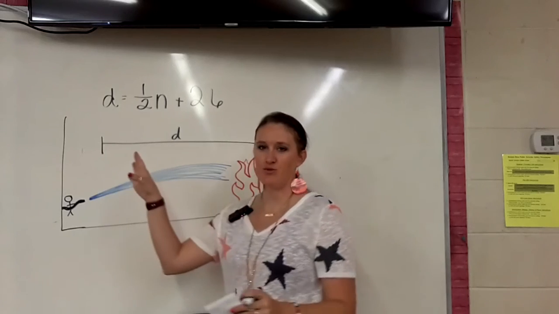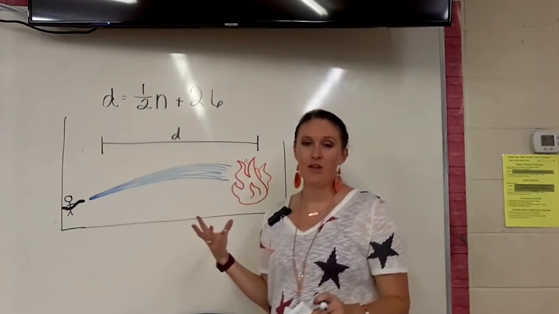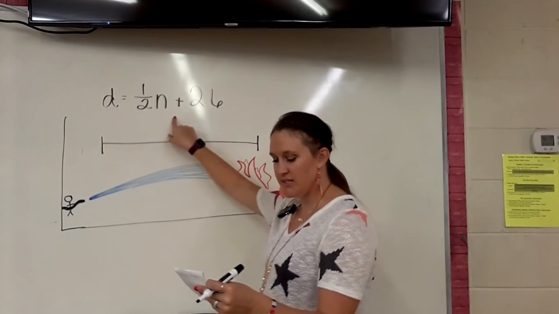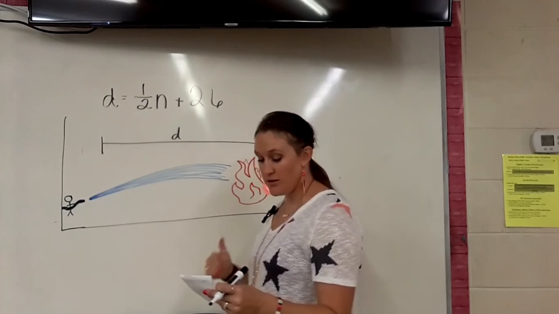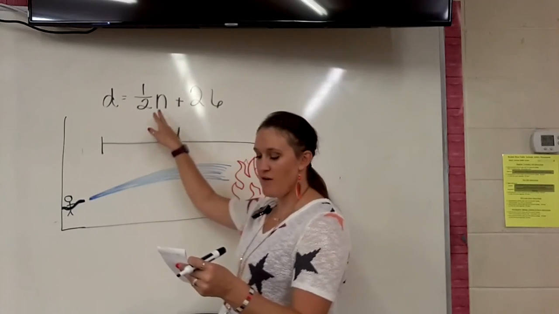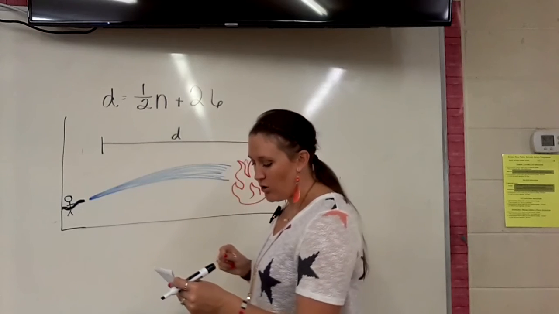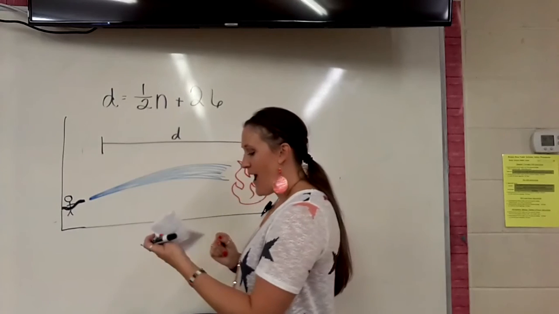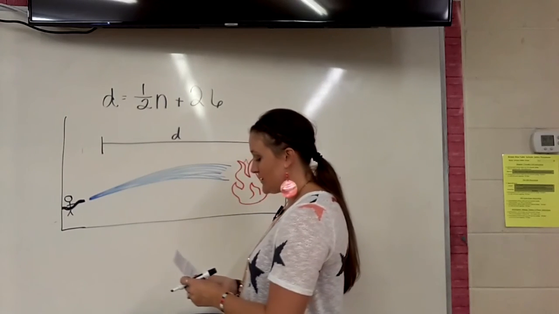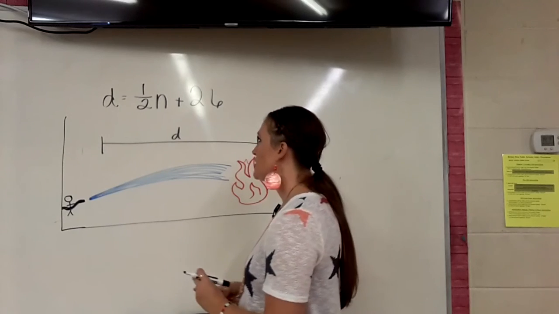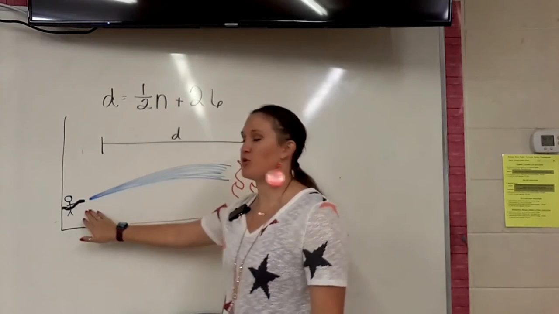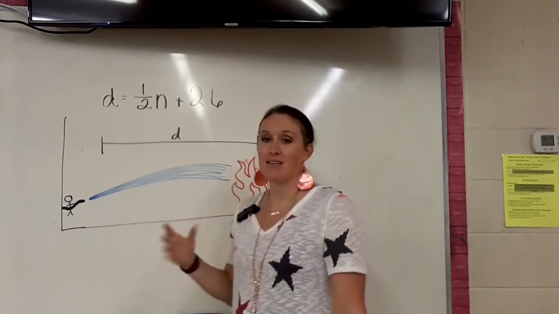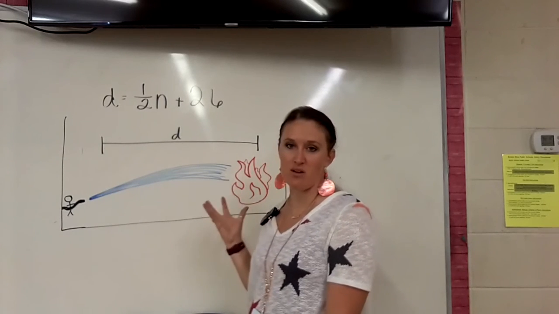Okay, so for this last problem, I wrote the formula down and I tried to redraw the picture. The problem says the formula D equals 1/2 N plus 26 relates the nozzle pressure N of the fire hose and the max horizontal distance the water reaches, D. How much pressure is needed to reach a fire 50 foot away? So N represents the nozzle pressure from the fire hose. D represents the horizontal distance, the max that the water can shoot. So we're trying to put out this big fire.